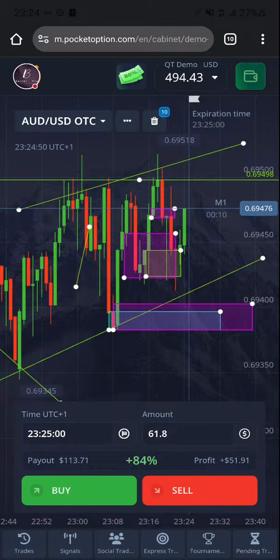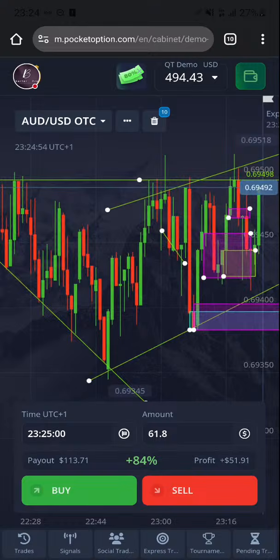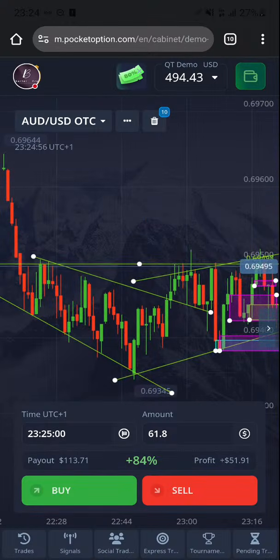We have this crazy push to the upside. Let's see if that will hold this time around. This one came from here.